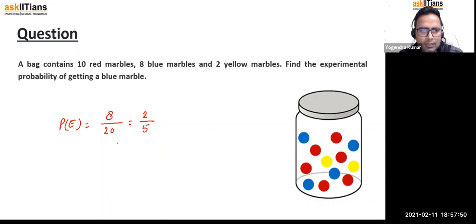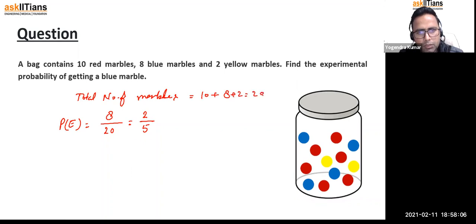Yes, that's correct, 8 by 20, right? Because the total number of marbles is 10 plus 8 plus 2, which is 20, right? And how many blue marbles are there? 8. So 8 by 20.